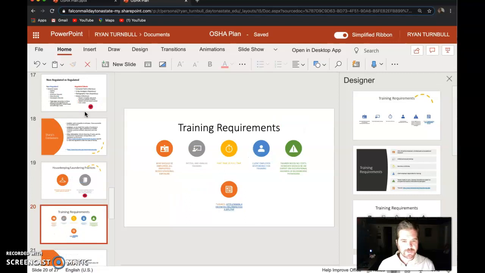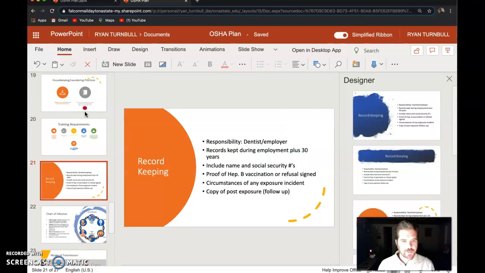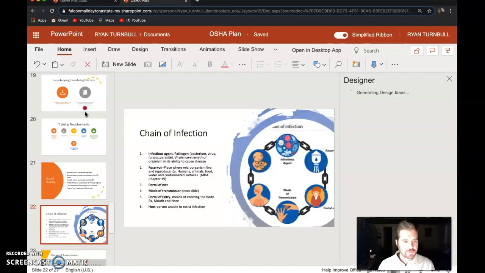Training requirements. What, how often? Who needs to be trained? And who does the training? Those are some things we will be discussing. Record keeping, how long? What needs to be included in that record keeping?